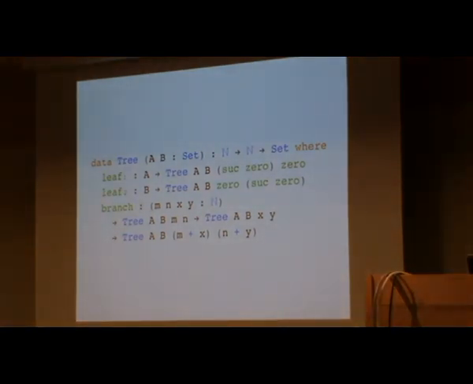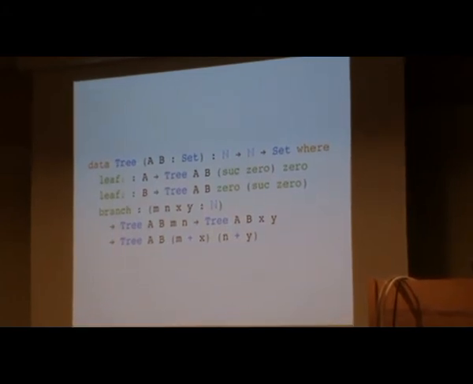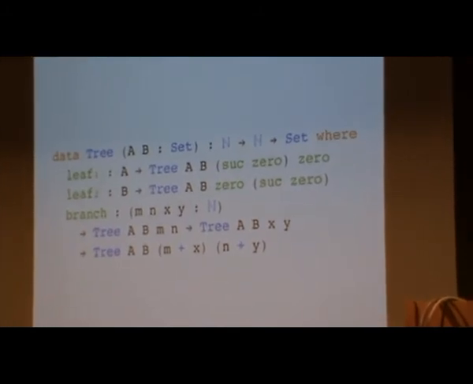So one thing that was not mentioned in the paper is, what if we have multiple parameters, or what if we have multiple indices? Like if we're encoding this tree, which basically counts the number of A's or number of B's at the leaves.